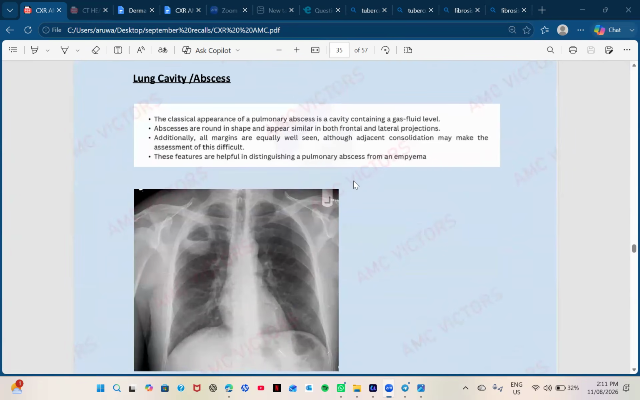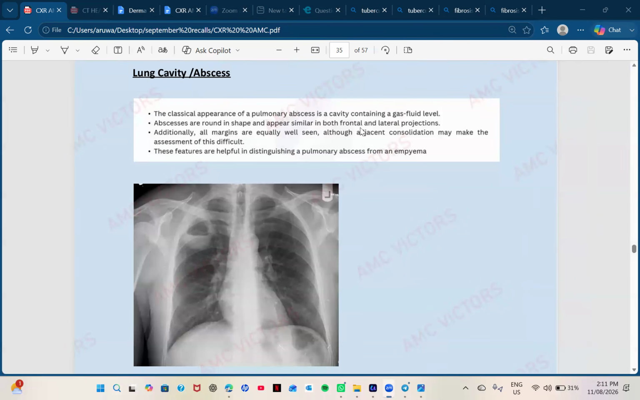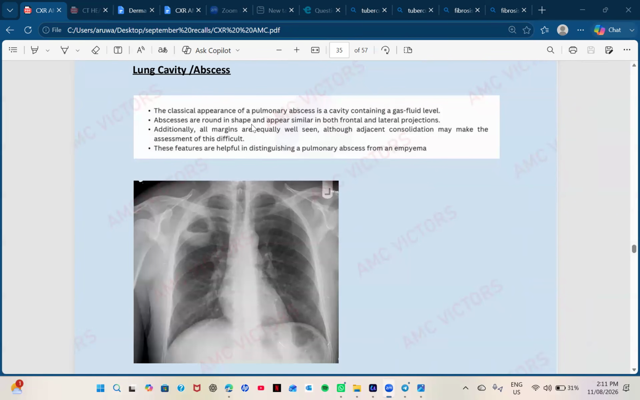So here, the classic appearance of a pulmonary abscess is a cavity containing a gas fluid level, right? Can you see here's the cavity and you can see the air and fluid level, right? Here in the black color is the air, and here the fluid level, right? So abscesses are round in shape and appear similar in both frontal and lateral projections.